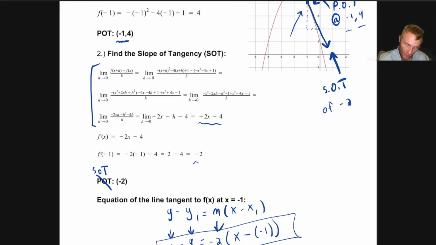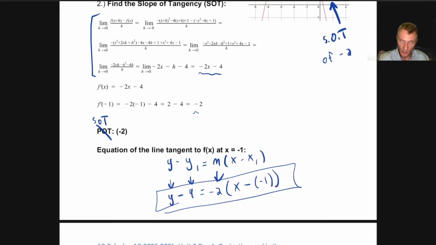That is a fully acceptable equation of the line. You might want to clean it up a little bit and say y minus 4 equals negative 2 times x plus 1, but that's it. That is the equation of that line tangent at negative 1 comma 4.